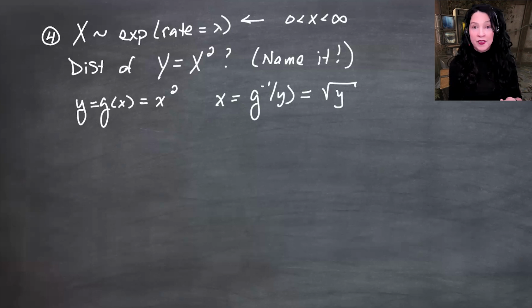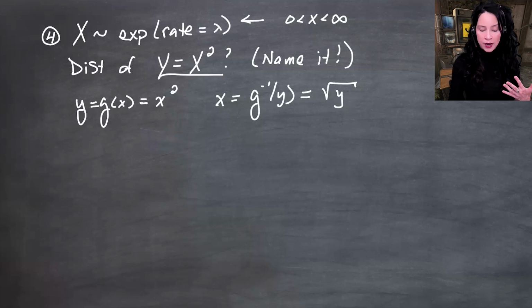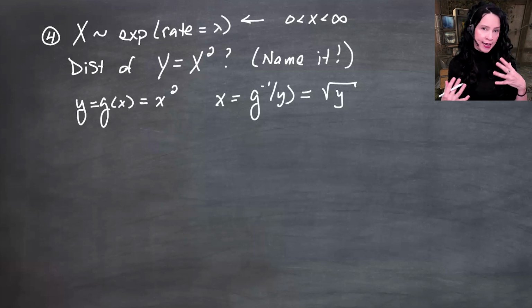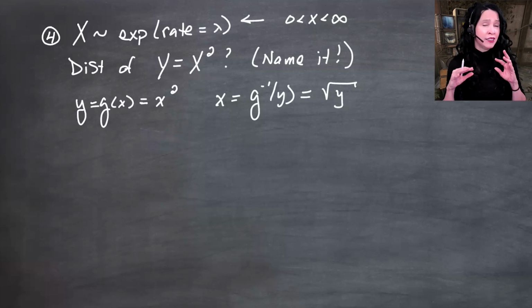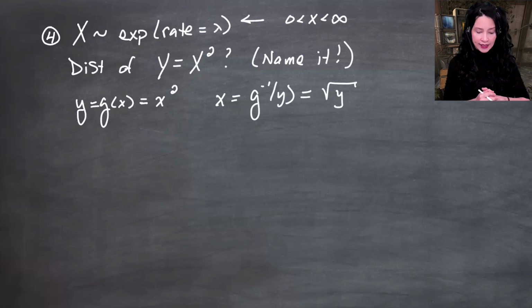so we're just fine. After this example, I'll show you what you can do if you are trying to find the distribution of a function like y equals x squared when your distribution can take on both positive and negative values, and therefore we really don't have invertibility.